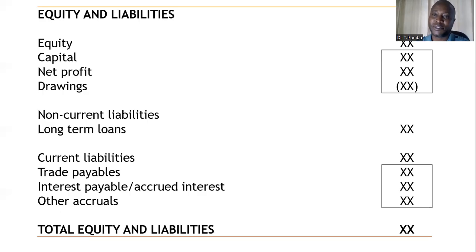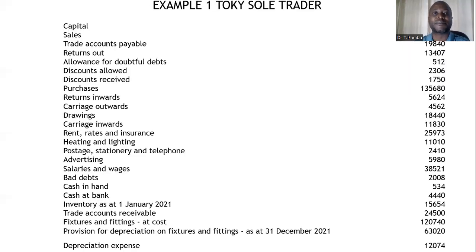And I said that for the purpose of this statement of financial position, we are using the equation assets equals capital plus liabilities. And there are other ways you can present. You can use the formula assets minus liabilities, which is equal to capital. That's another way to present your statement of financial position. But for the purpose of this lecture, we are going to use assets equals capital plus liabilities. So let us look at this example.